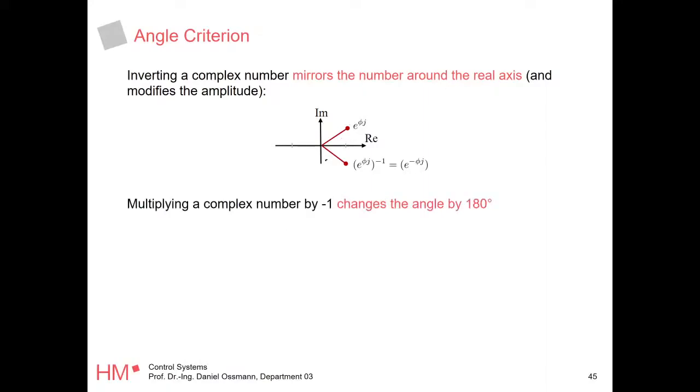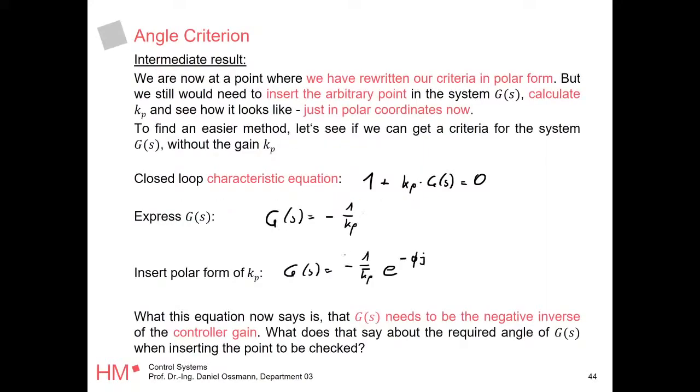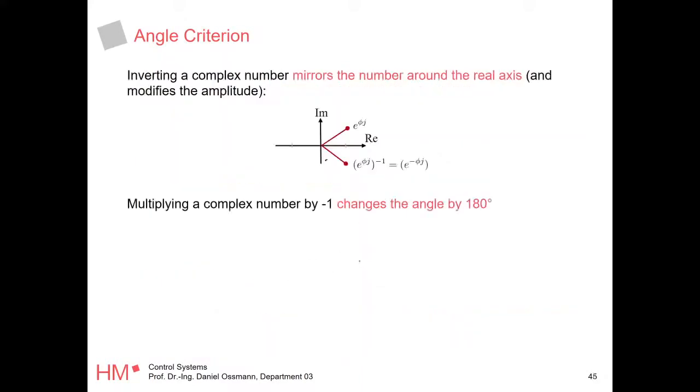Okay, what happens if we multiply a complex number by -1? Remember, we are multiplying this one here by -1. Well, you're changing the angle by 180 degrees, right? So if you take this guy, multiply it by -1, this is your result. You're changing the angle. Okay, what does this have to do with our criterion? You could say, okay, we have a nice criterion for our gain. We know that the gain needs to be positive, meaning that the angle should be 0.